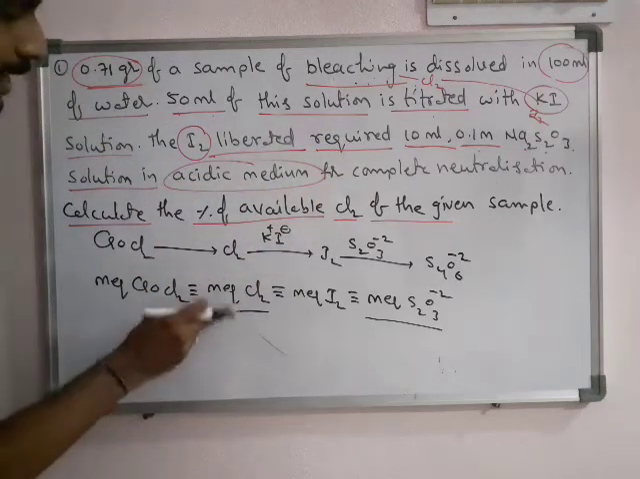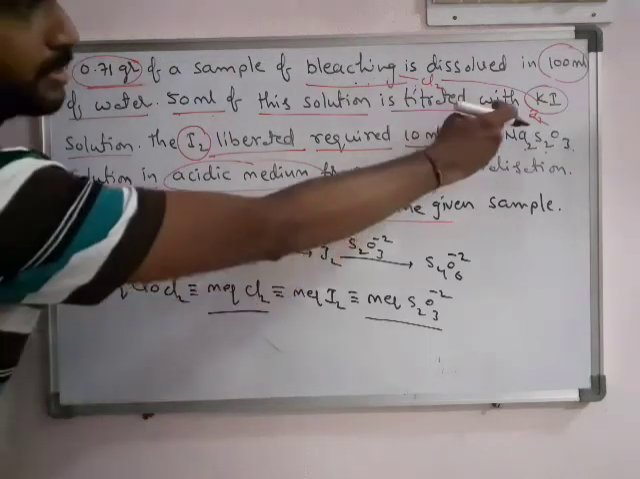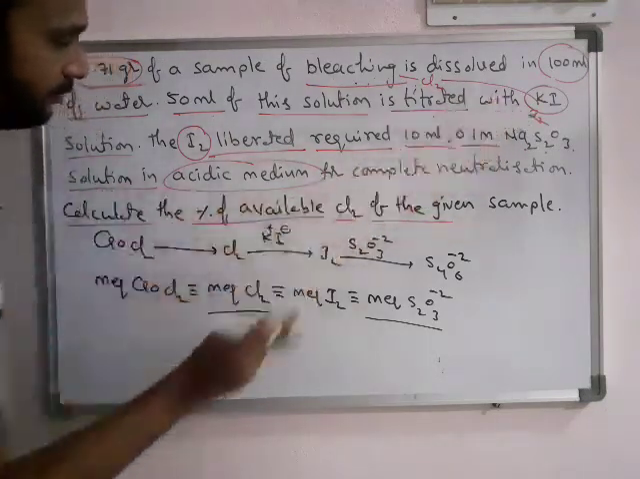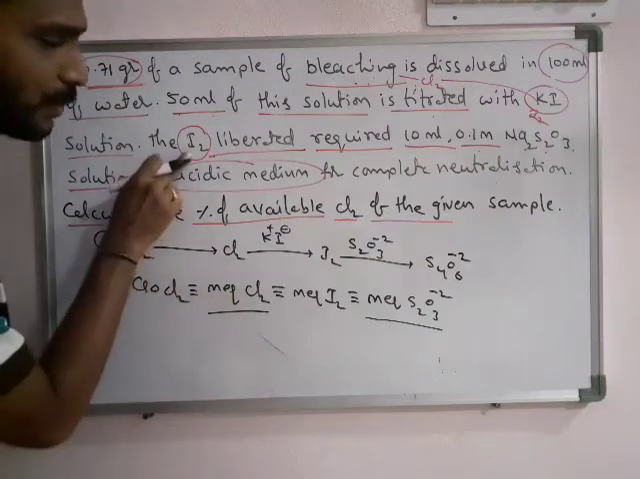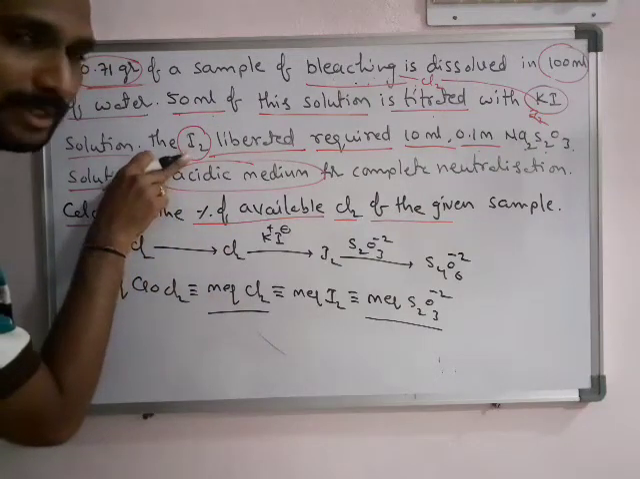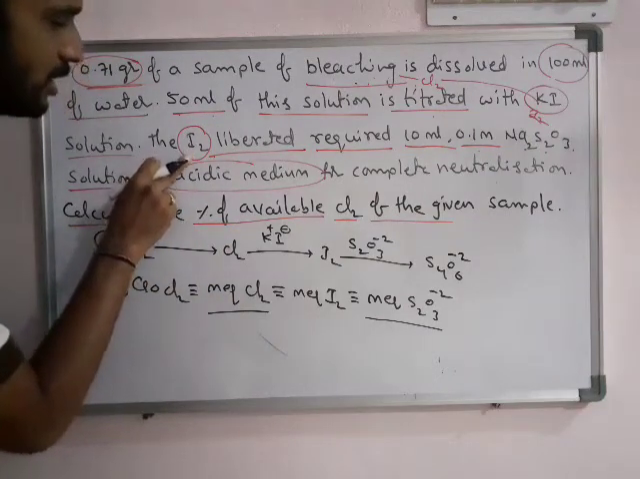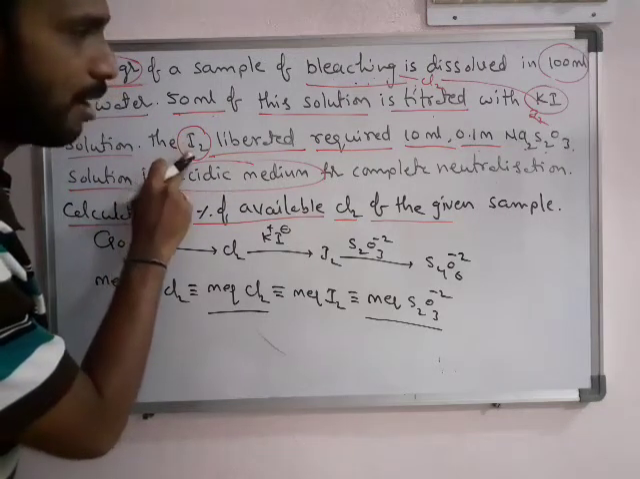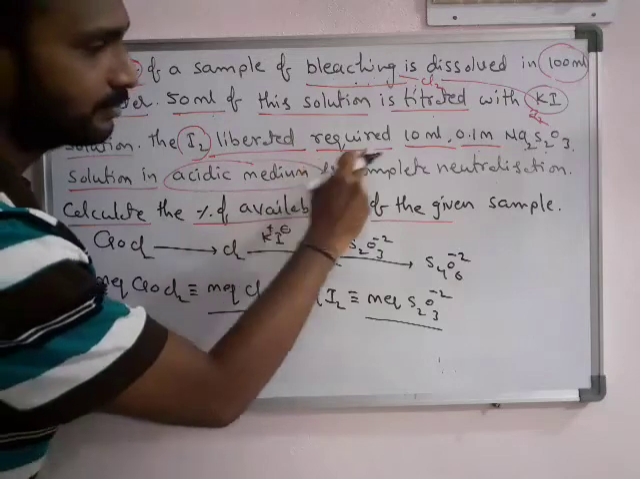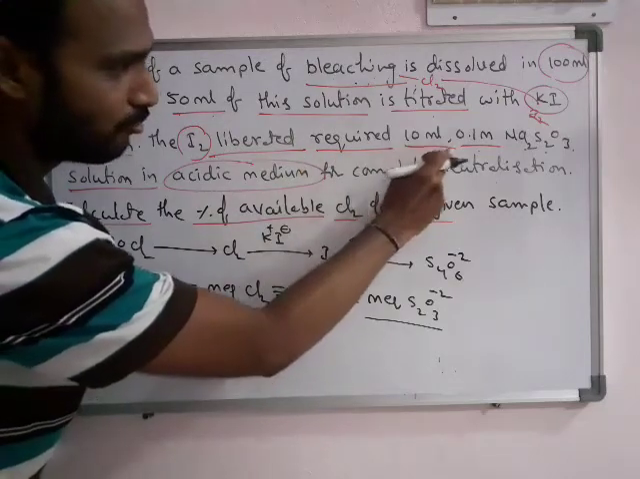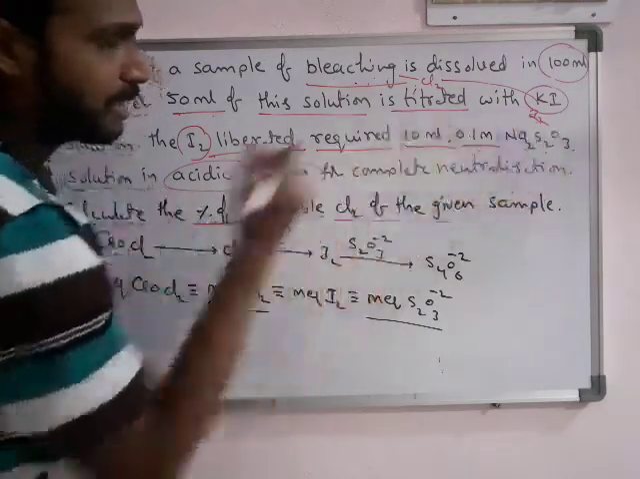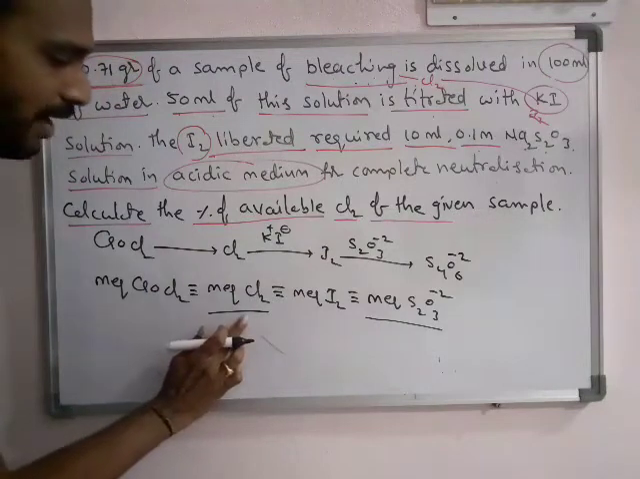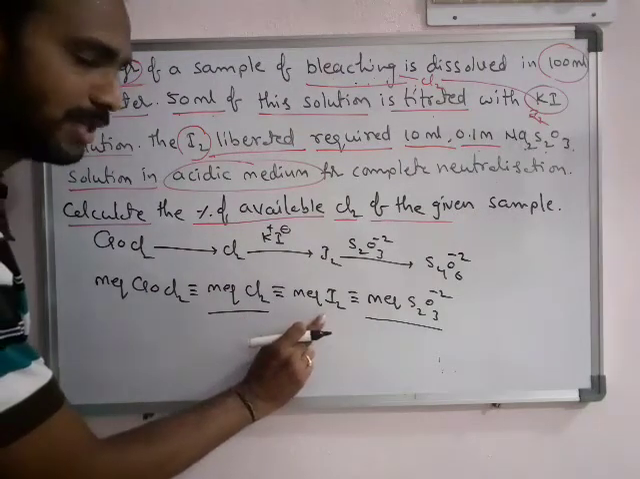how much bleaching powder reacts with some amount of potassium iodide and releases iodine. At iodine formation, how much iodine is formed is not given directly. To neutralize the formed iodine, it requires 10 milliliter of 0.1 M sodium thiosulfate. And to find out chlorine, we need the amount of iodine.